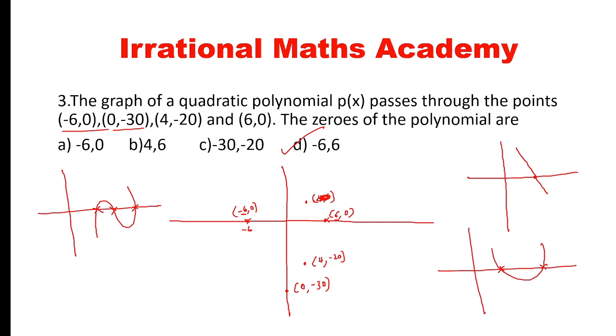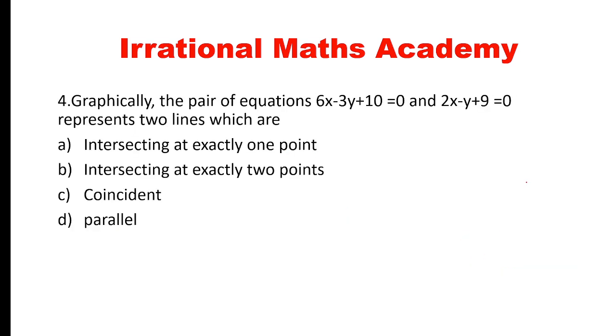So zeros of the polynomial is nothing but where it touches the x-axis. Here, these 3 points. If it is a cubic one, these are the three zeros of the polynomial. If it is a quadratic one, two zeros of the polynomial. If it is a linear one, one zero of the polynomial. I hope you understood. Next.